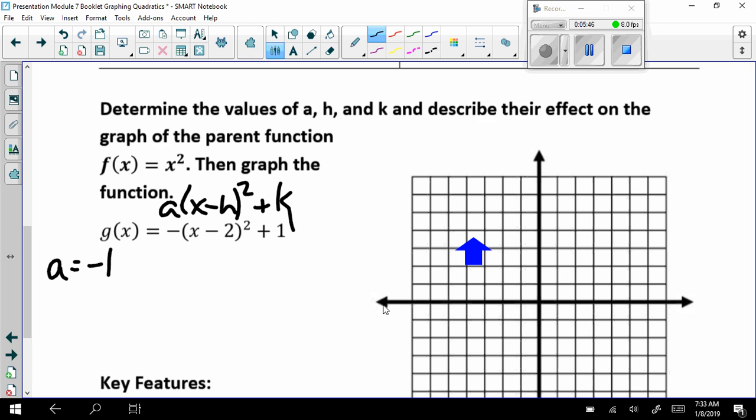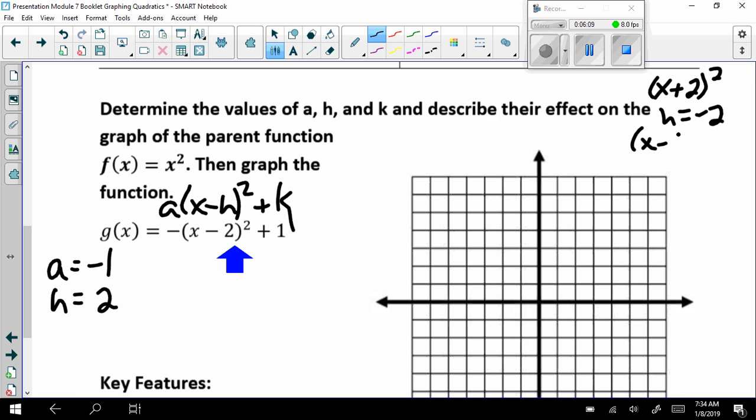And then here's where we need to be careful. See how it says x minus h. So h is just 2. It's not -2, it's 2. It's always going to be the opposite. If you have x plus 2 squared, your h will be -2, because that's x minus a -2. Okay, so the subtraction is part of the formula. And then k equals 1.